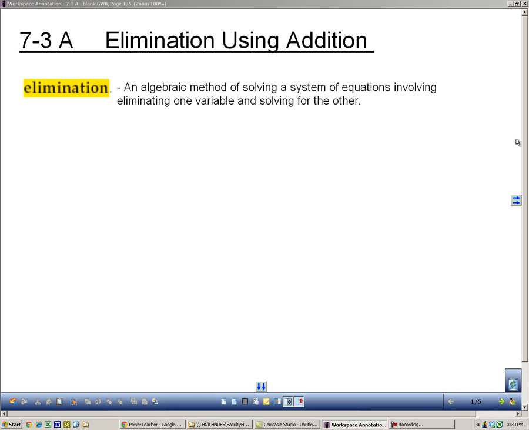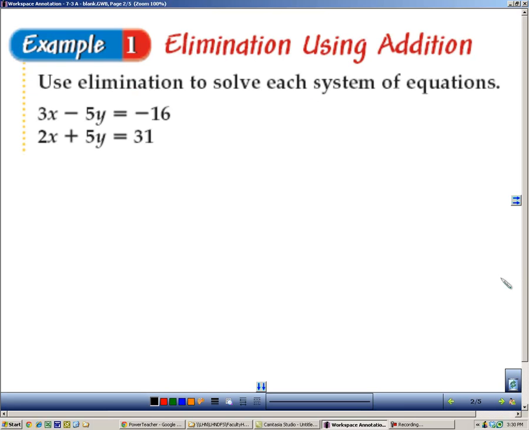Section 7.3a is about elimination using addition. Elimination is an algebraic method of solving a system, so it's just like substitution in that regard. It's algebraic, except this time it involves eliminating one variable and solving for the other. So let's take a look at what elimination looks like.